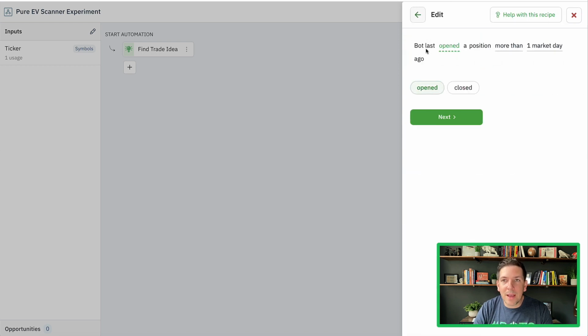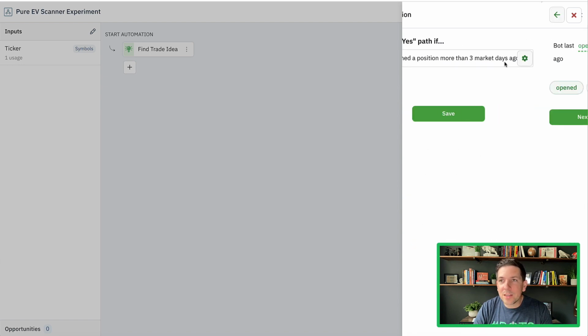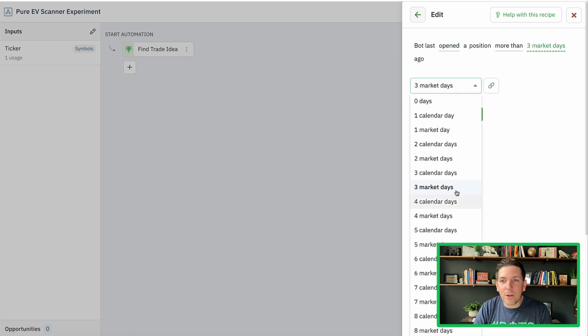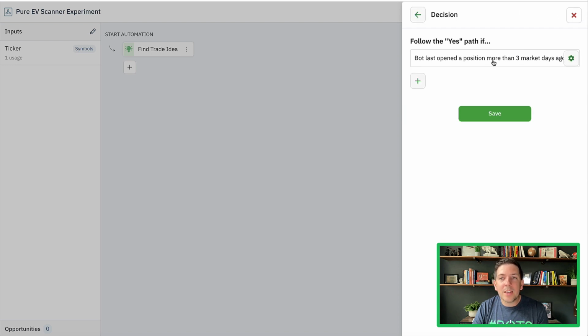We're going to say, look, the bot last opened a position more than 3 market days ago. Now you could do calendar days. Obviously, you can see here, you can do whatever types of days you want, market days, calendar days. You don't even have to use this if you don't want to. But in my case, I'm going to use this to help ensure that the bot is allowed to open a position per day, but that also those positions are spread out over time like we just talked about. So I'm going to go ahead and save this.